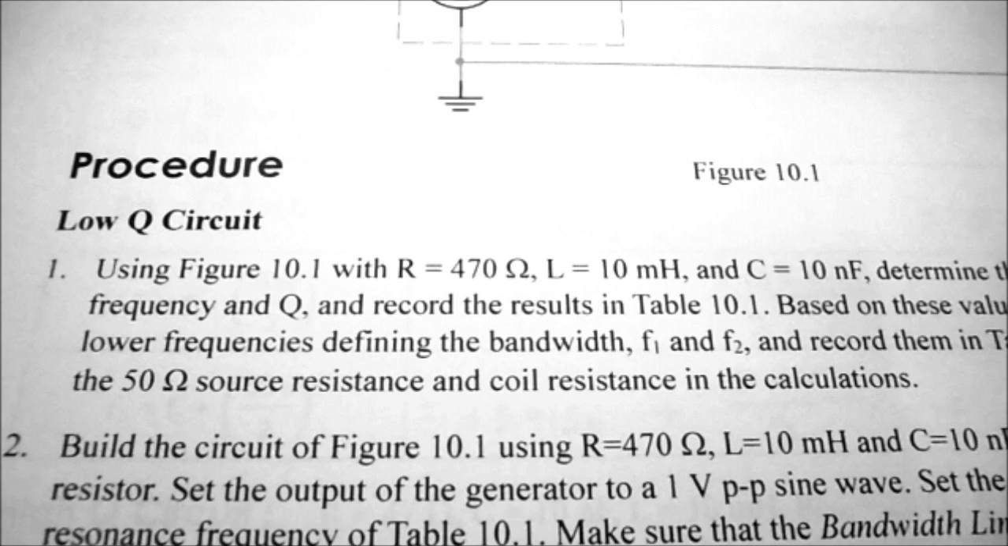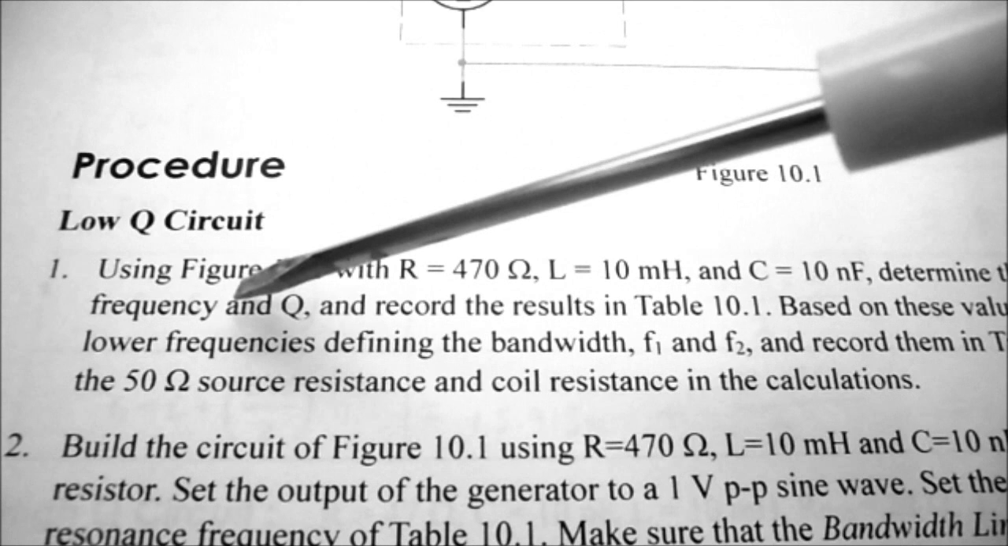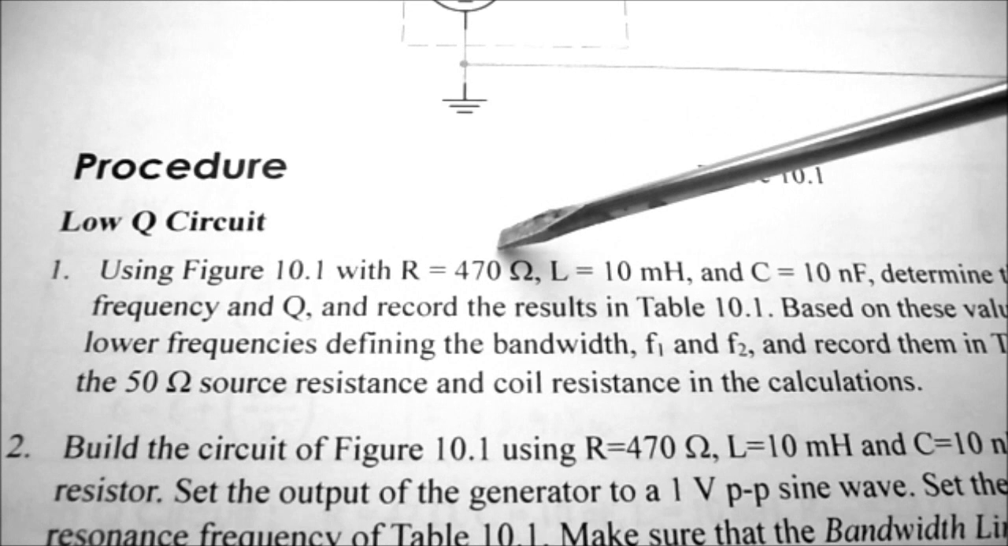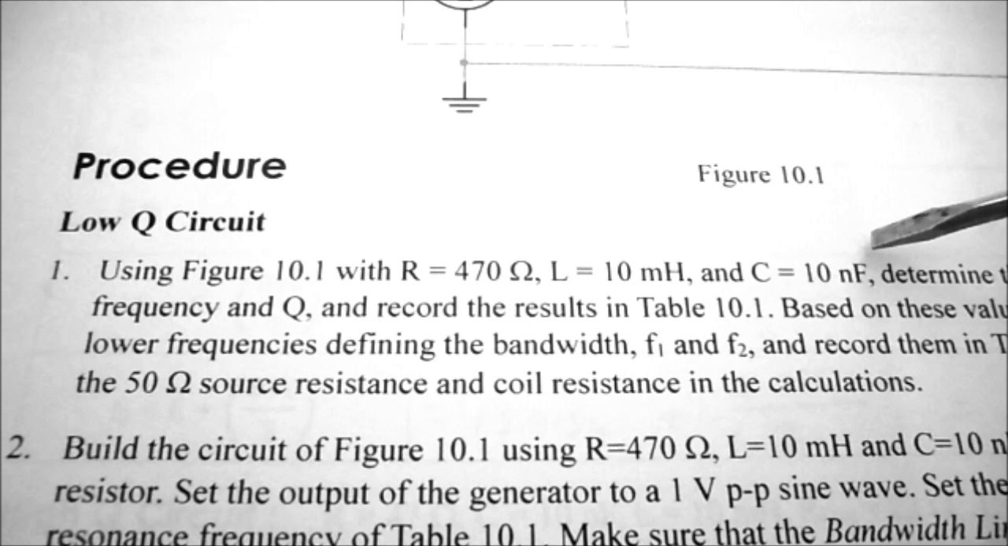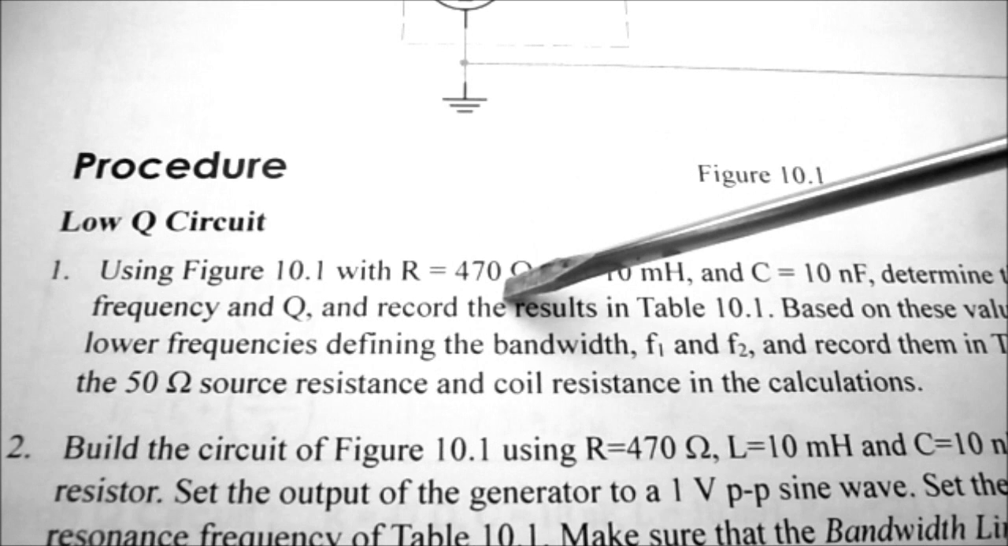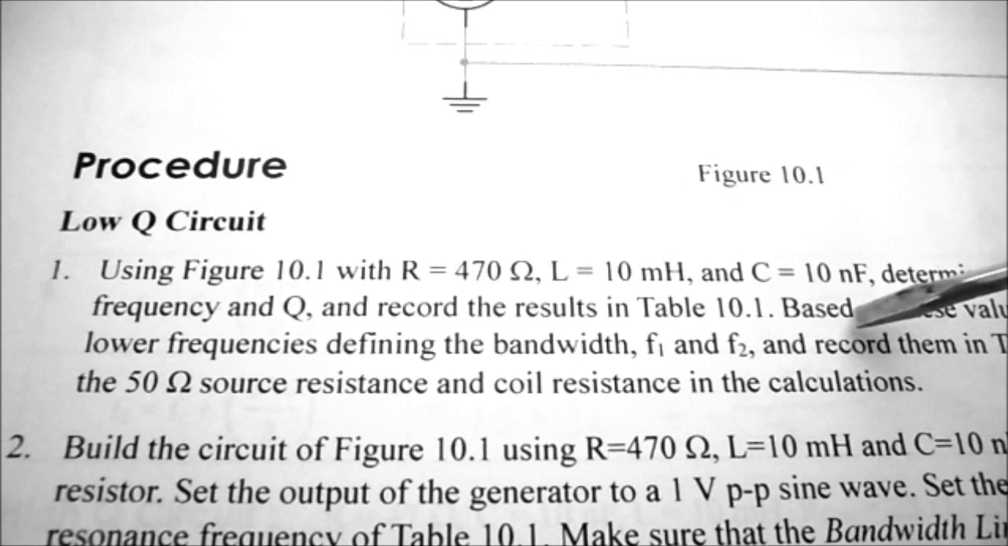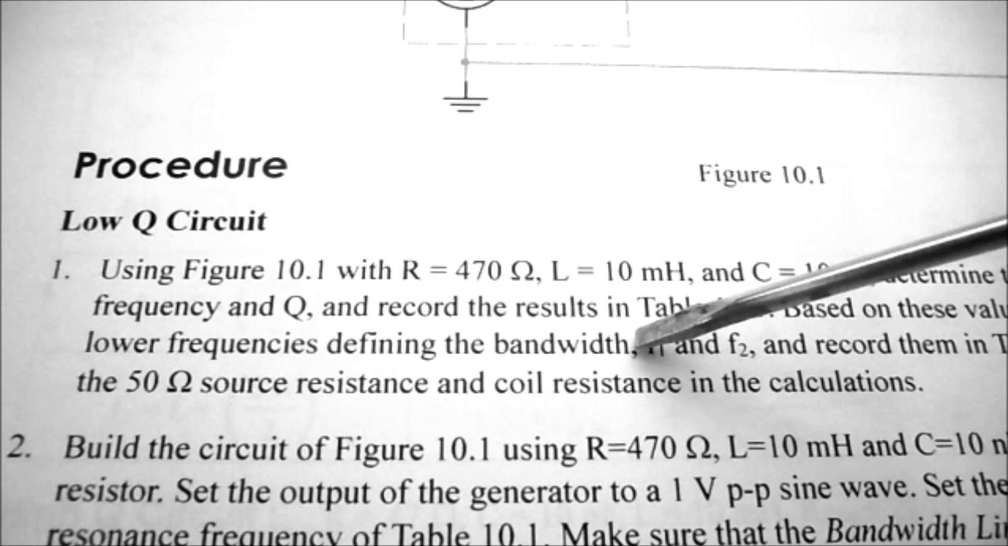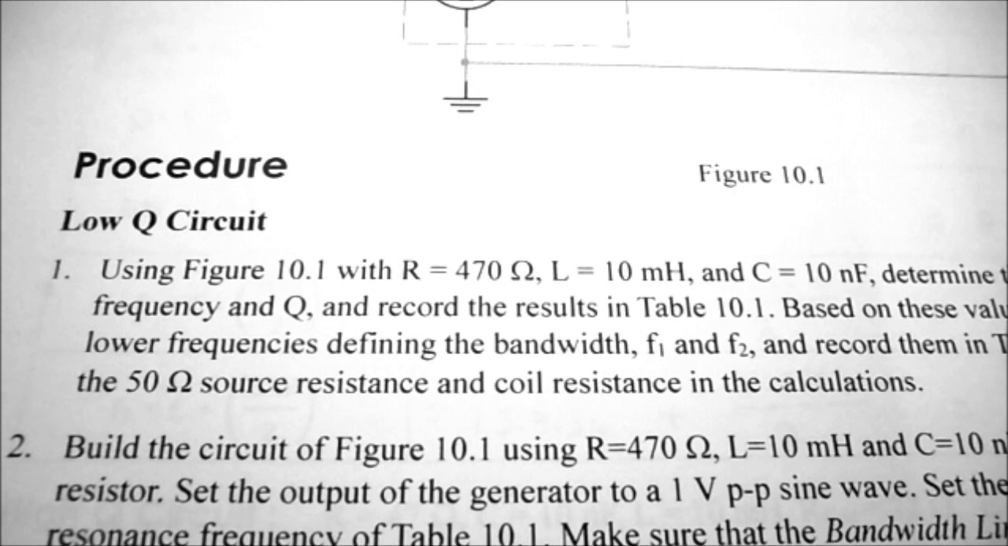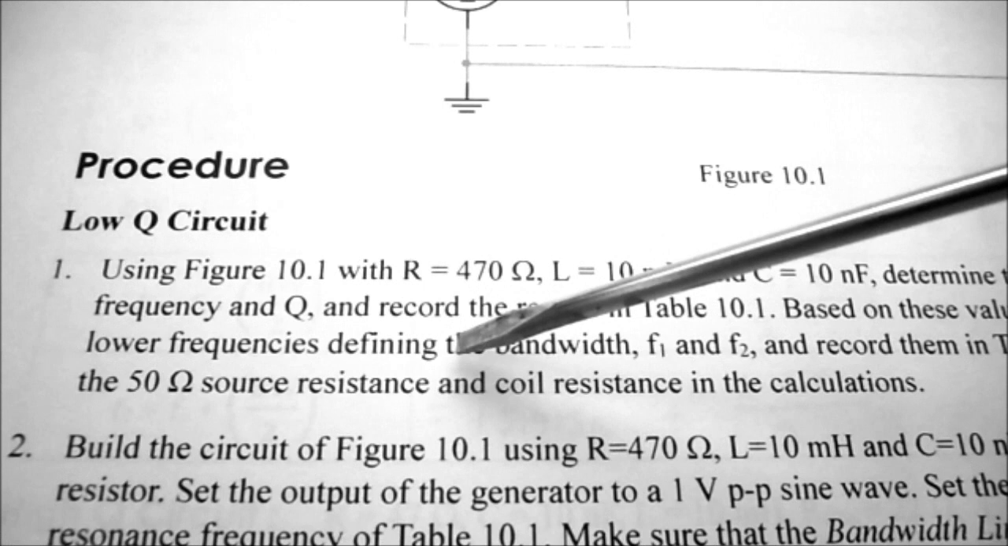So we're going to start with the low Q circuit. Under procedure, step number 1, it says using figure 10.1 with R equal to 470 ohms, L is 10 millihenries and C is 10 nanofarads, we're to determine the theoretical resonant frequency and Q and to record the results in table 10.1. Then, based on these values, determine the upper and lower frequencies, defining the bandwidth, F1 and F2, and record them in table 10.1. It says to be sure to include the 50 ohm source resistance and coil resistances in the calculations.